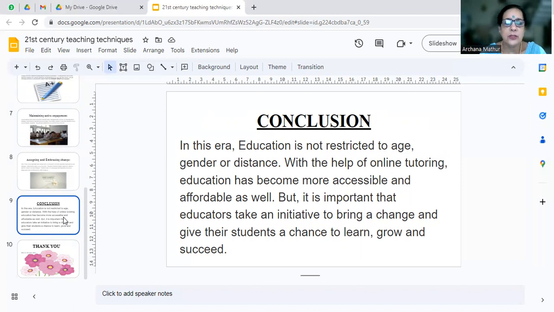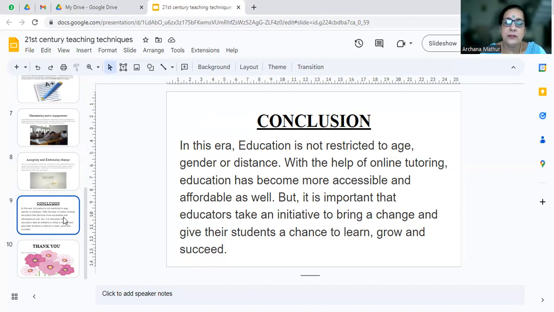There are tuitions which are going online, and we remember that for one entire academic year, the complete school was run on online classes. It was difficult because it had never been done earlier, but then the teachers changed, the students changed, the parents changed, and we accomplished something which hitherto was impossible and never heard of. So it is important that educators take an initiative to bring a change and give the students a chance to learn, grow, and succeed, because this is what education is all about.